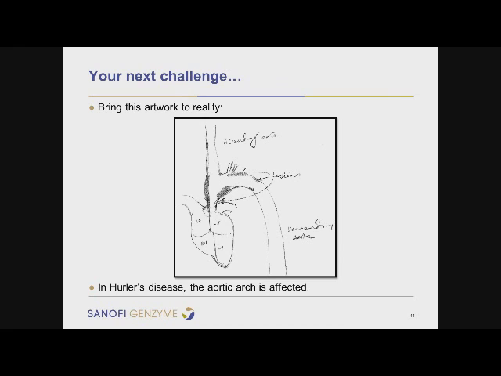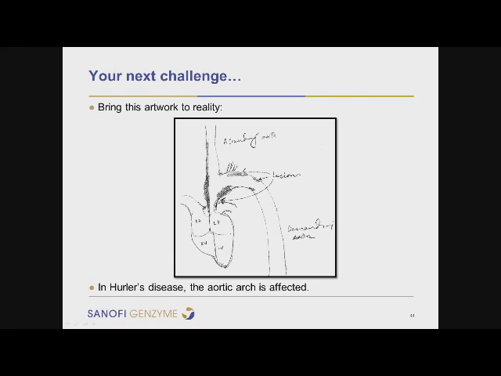So still, along the lines of working with this Hurler disease, I got another little piece of artwork from Dinesh. I think he's actually pretty good here, but you can see here's the mouse heart, and here is the aorta and the descending aorta. And what we were finding were these lesions were present in the aortic arch of these animals.